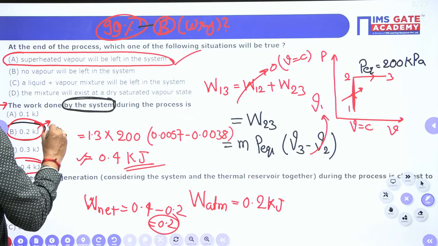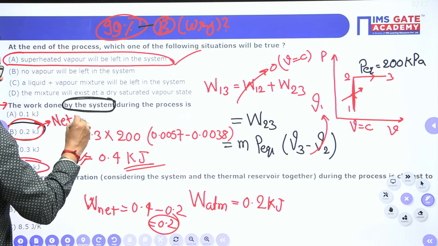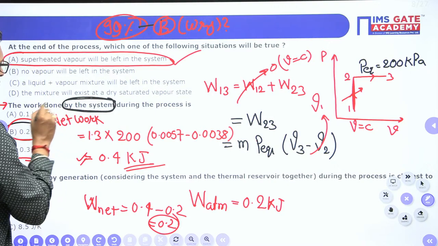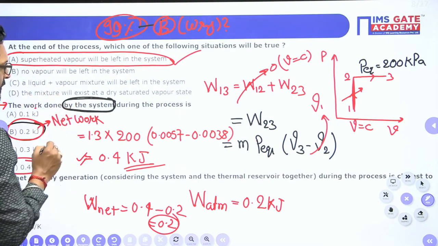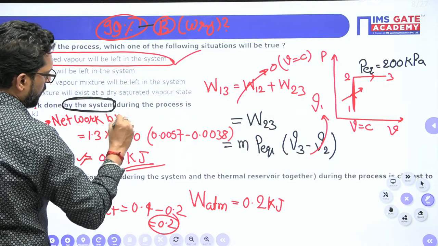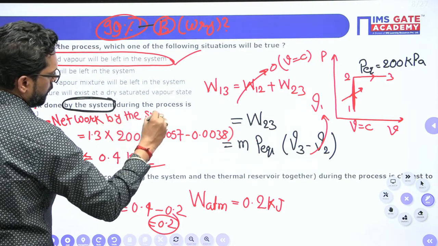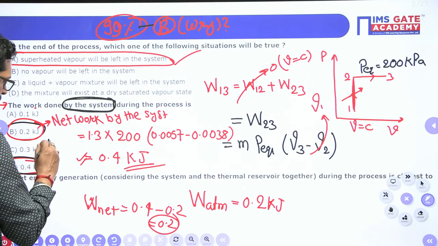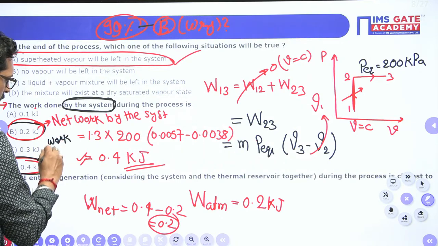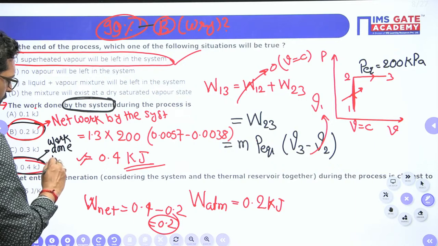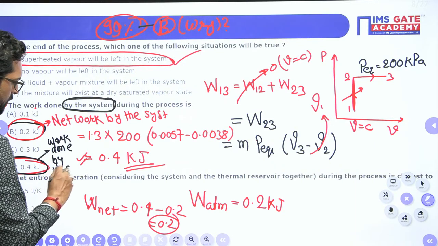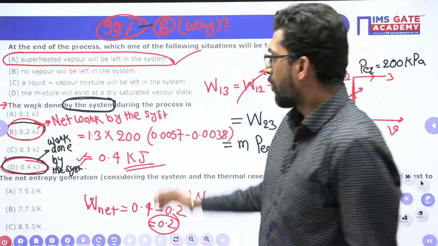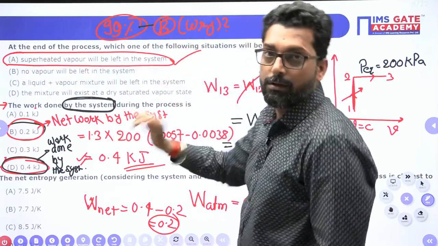when they are asking net work, but here it is asking work done by the system, not net work by the system, right? This 0.4 is only work done by the system. So in the 99% book, the wrong answer is given.